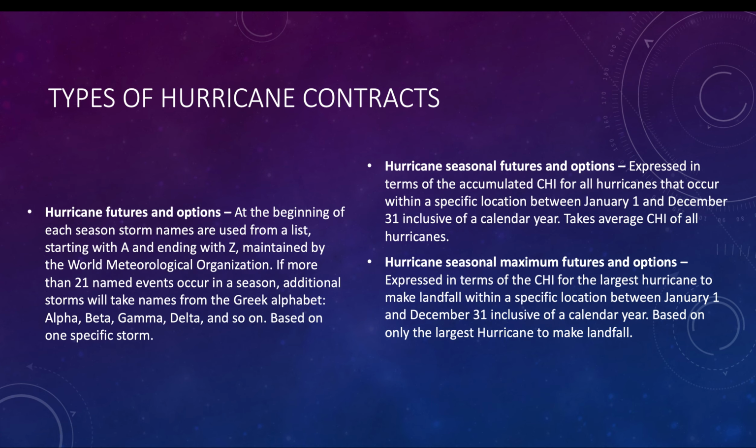So the first of the three different types is the hurricane futures and options. Basically, that is based on one specific hurricane making landfall in a specific area or region. So you can bet on only one hurricane as compared to the next type, which is a seasonal future and option, where that is accumulated and takes the average CHI for all of the hurricanes within that 1 year. And that's how that one works.